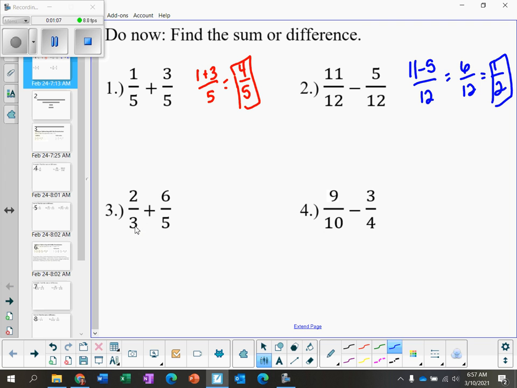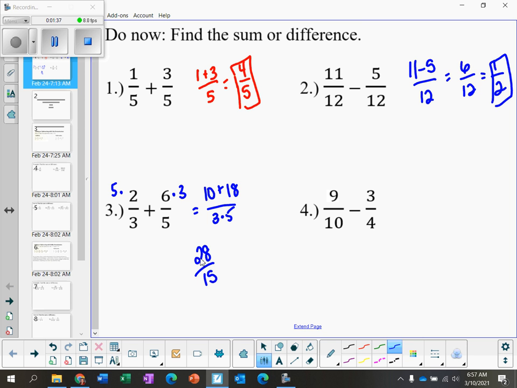So 3 and 5, there's nothing in common. So that means this top is going to get multiplied by what this doesn't have, the 5, and this top is going to get multiplied by what this doesn't have, the 3. And overall, my denominator is going to be made up of 3 times 5. So that's 10 plus 18, right? 5 times 2 is 10, 6 times 3 is 18, so that's 28 over 15.